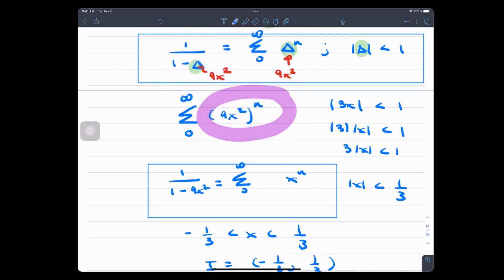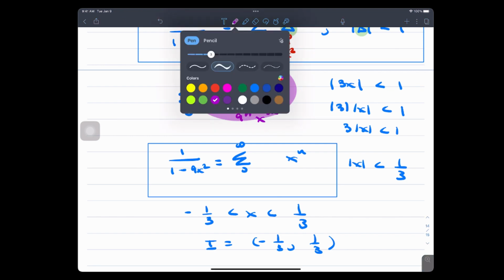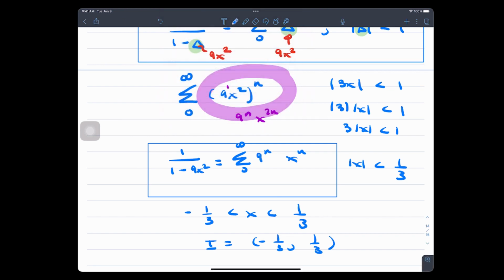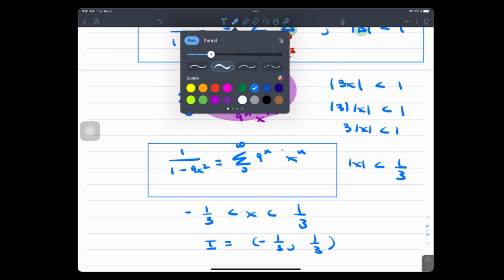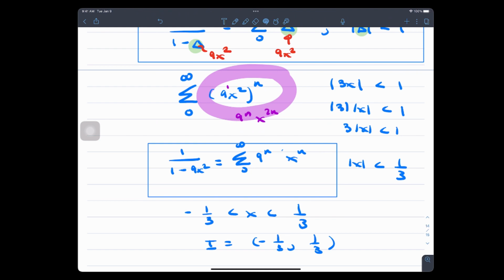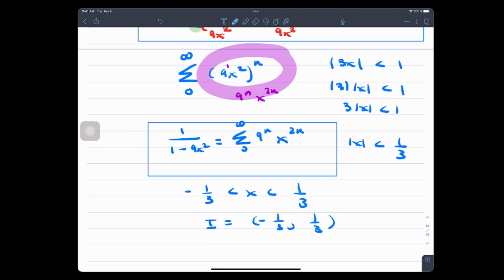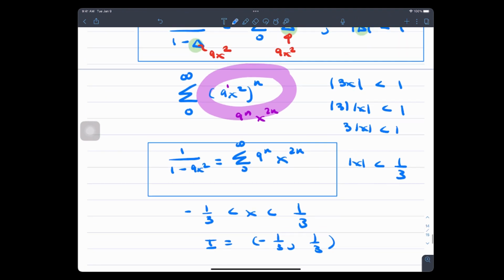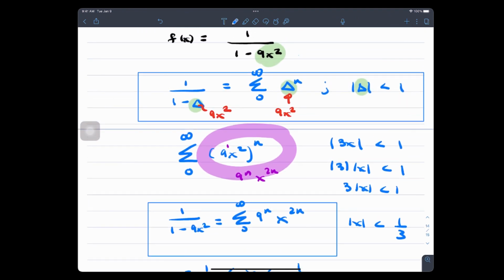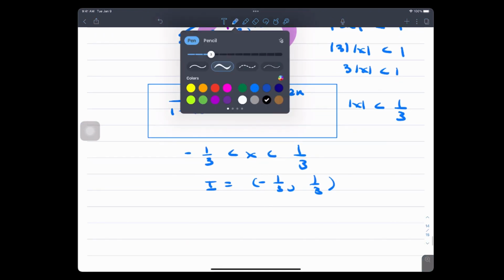Okay. So we get 9, I think we'll use purple, 9 to the n x to the 2n. We distribute the powers, right? So 9 to the n, x to the 2n. There we go. There it is. There's your power series expansion. And don't forget that constant there, that 9 to the n. So you just fill that part in. I'm just looking at different kinds of examples here, right?